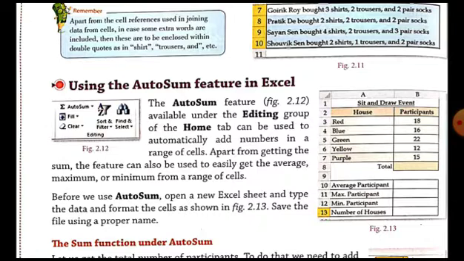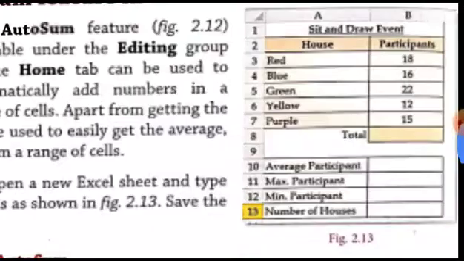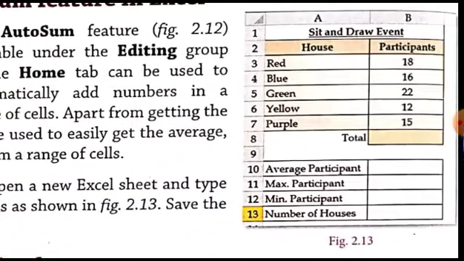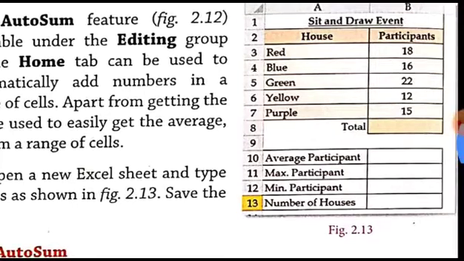Before you use AutoSum, how can you use it? First of all, you have to open a new Excel sheet like shown in figure 2.3, type the data and format the cells. We have typed the data as shown here. Column A is for the name of the house, and the participants are in column B. We want to calculate the total number of participants in cell B8.